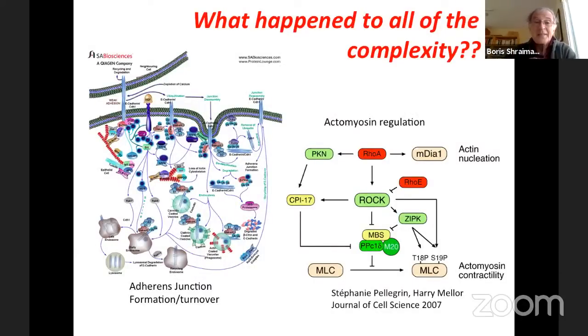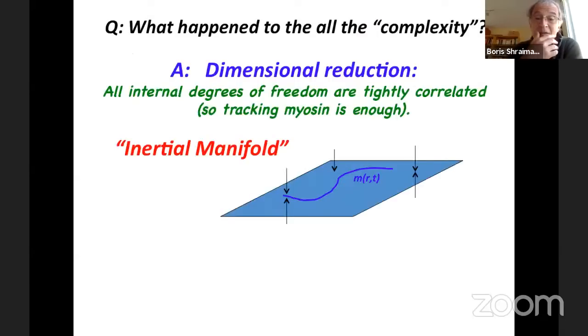So the question is, what happened to all of the complexity? In principle, if somebody gave you the list of 20 or 100 relevant genes and proteins, knocking out any one of them would mess things up very, very dramatically. Yet, we do not need to measure them in order to make a prediction. And the thought, of course, is that even though there are lots and lots of internal degrees of freedom, they are tightly correlated, so that if you know one, you effectively know the rest of them.